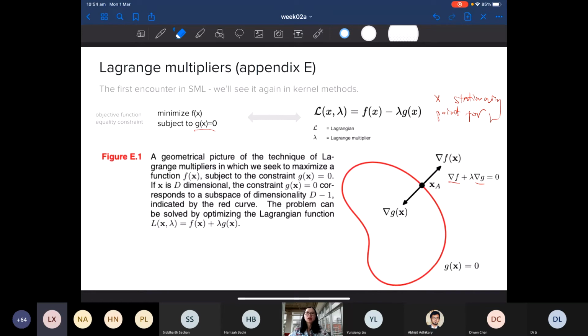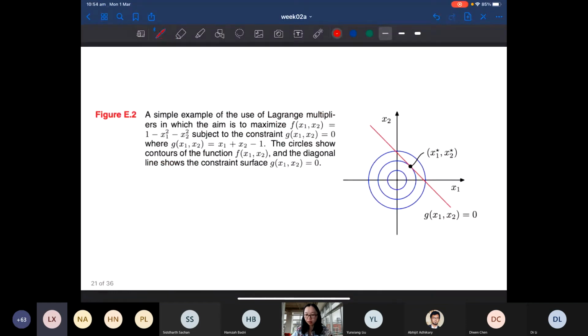So basically, the combination of f and lambda g is 0 because it's a stationary point of L. Then f and g have to line up either parallel or anti-parallel. What this means is, here's a graphical example of the Lagrange multipliers.